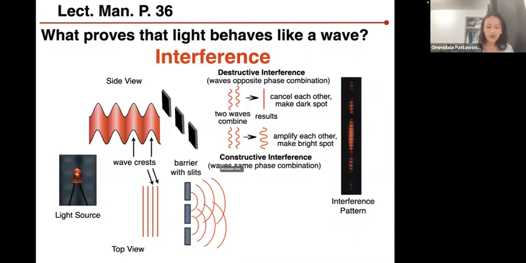Destructive interference comes from when the waves have opposite phase. When they combine, they cancel each other out, and that results in a dark spot on the interference pattern like this. Constructive interference is when the waves have the same phase. They combine with each other and amplify each other, making a brighter spot on the interference pattern.